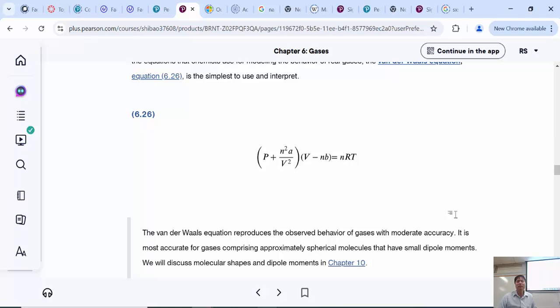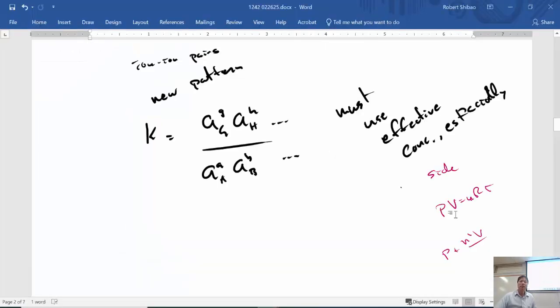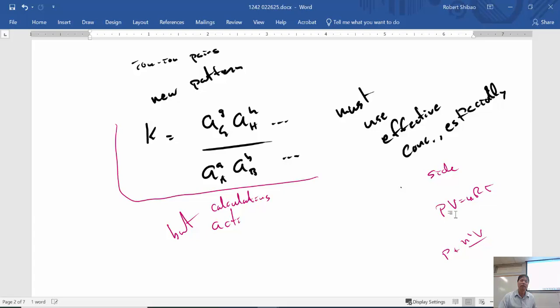So the point of all this is this. This holds for everything. However, calculating activities is beyond the scope of Chem 1B. You'd have to go to the next class to do this.